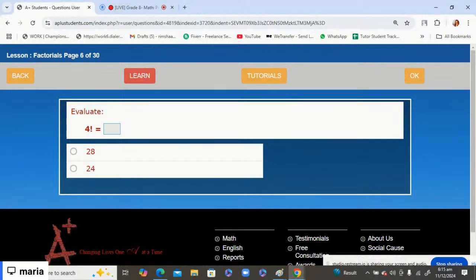Tell me everyone this question. Tell me the answer of this one. Okay, it's a 4 factorial. So 4, 3, 2 and 1. I already told you now.